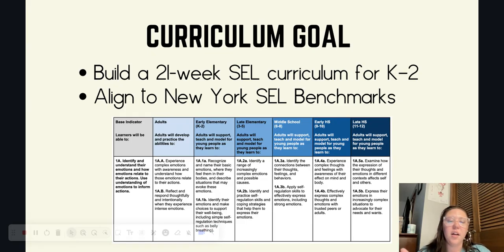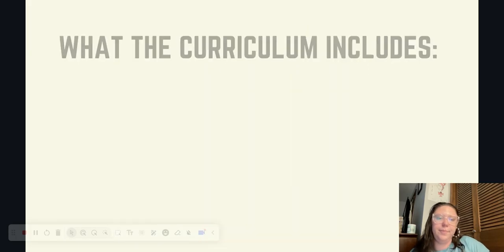There are different standards for each grade level, right? As adults, as early childhood, late elementary, all of these things have the same base indicator. They still have the same thing that we want them to learn, but it's different based off of where their skills are. And so my entire curriculum is based off of this. This is where I got all of my lessons and the ideas that I built it from.